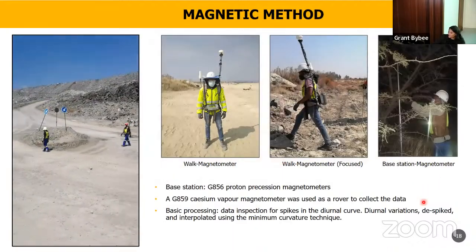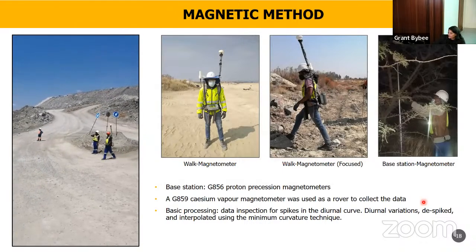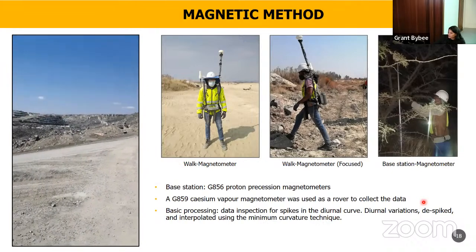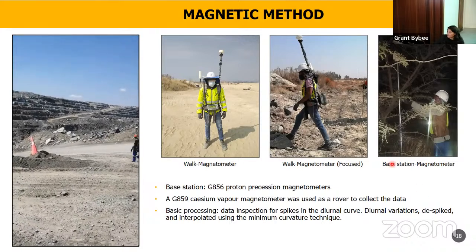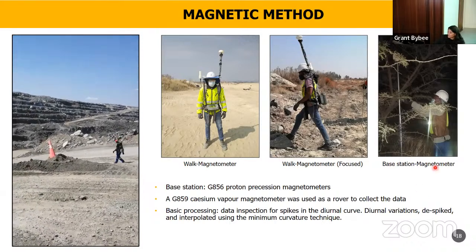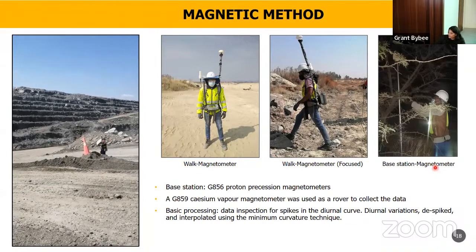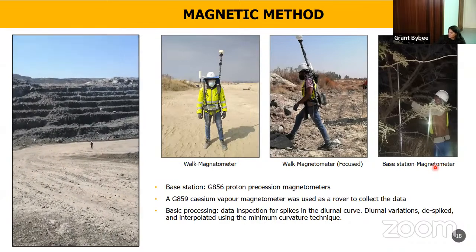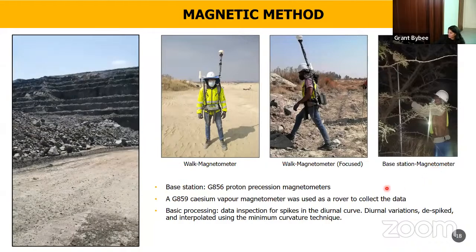In terms of the magnetic method, we used a walk mag. So we had our base station as our G856 proton precession magnetometer, and then we had our cesium vapor magnetometer as our rover to collect the data. To process, we despiked the data, then applied diurnal variation corrections, and then interpolated using the minimum curvature technique.